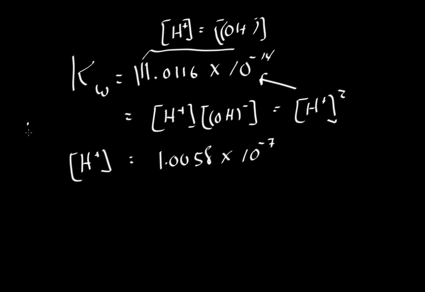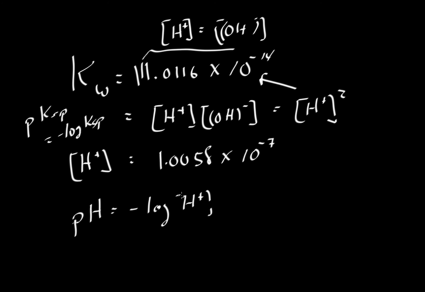And now, remember before we had something called pKsp, where we took the minus log of Ksp. Well, we could play the same kind of trick here. We can have something called pH, which is equal to minus the log of the hydrogen ion concentration. And if we take the negative log of this thing here, then we would get 6.997, which is something we can round off to being about 7.0. And so that's how we derive the pH of neutral water.